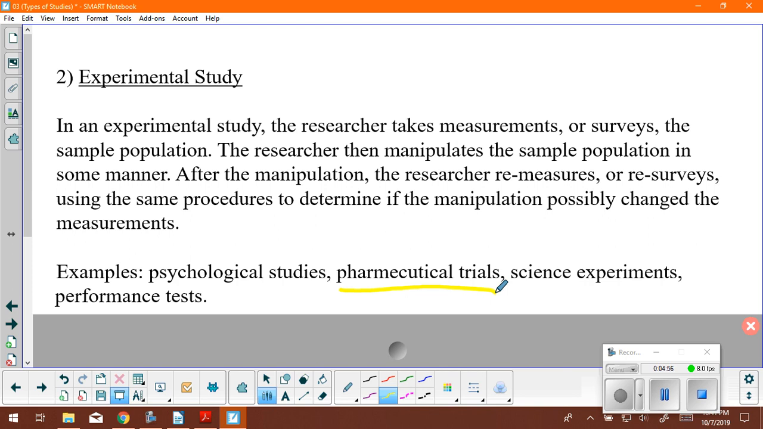So that's the manipulation part, right, is that they've manipulated the study and some people are actually getting the medicine, some people aren't. And then they wait for a while, and then they put some information on what difference the medicine made.